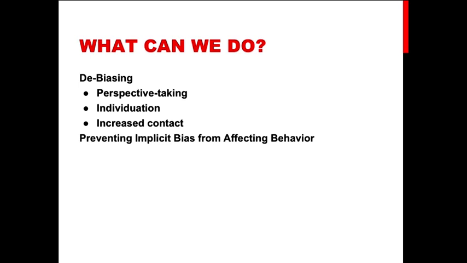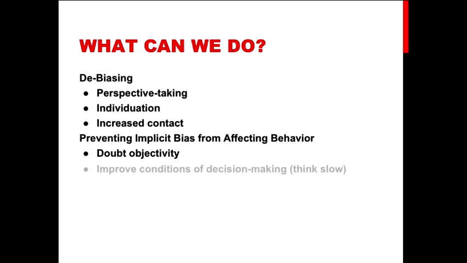In addition to trying to reduce our bias, we can try to prevent those biases that we do have from affecting our behavior. One way of doing that is doubt objectivity, and this basically means just being willing to recognize and doubt our own objectivity, to recognize that we are subjective, that we do have biases, and they might be informing the way that we are thinking and acting.